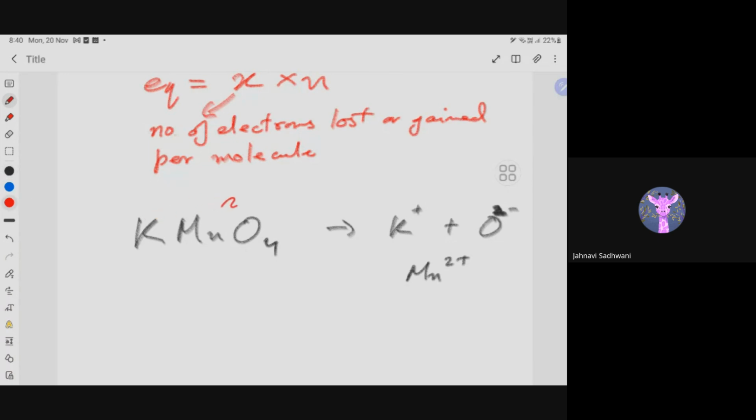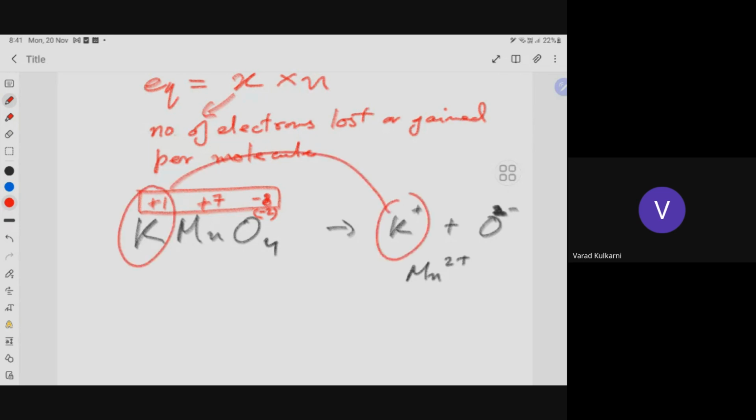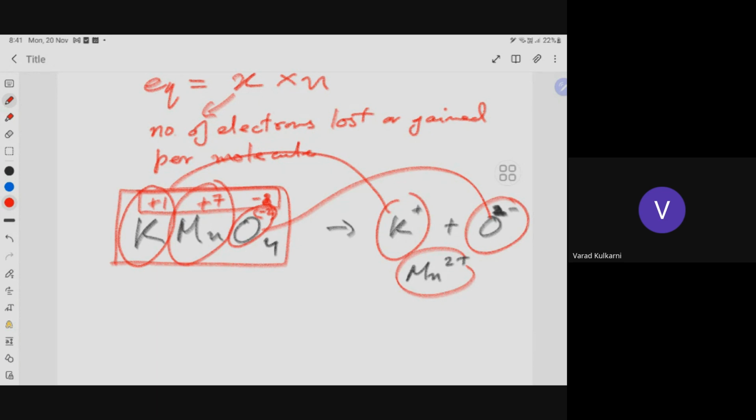I hope everybody knows the oxidation state of Mn over here, guys? Plus 7. Why? Because K is plus 1 and O is minus 2 and 4 of them are there, so minus 8. So the total has to be 0, so Mn is plus 7. So when K plus remained K plus, O2 minus remained O2 minus, and Mn went from plus 7 to plus 2, then in this molecule, Mn is the only culprit, by the way.